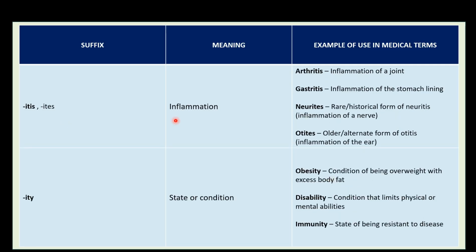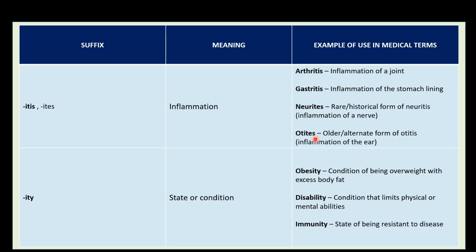Next is -itis, which is used to denote inflammation. I'm sure you have heard about things like arthritis, gastritis, neuritis, otitis. So what are we using it for? Arthritis is the medical terminology that we are using to show inflammation of a joint. Likewise we have gastritis, which is inflammation of the stomach lining. Then we have neuritis. Neuritis means inflammation of a nerve. And when we want to show inflammation of the ear, in that case we will use the terminology otitis, which contains the suffix -itis.